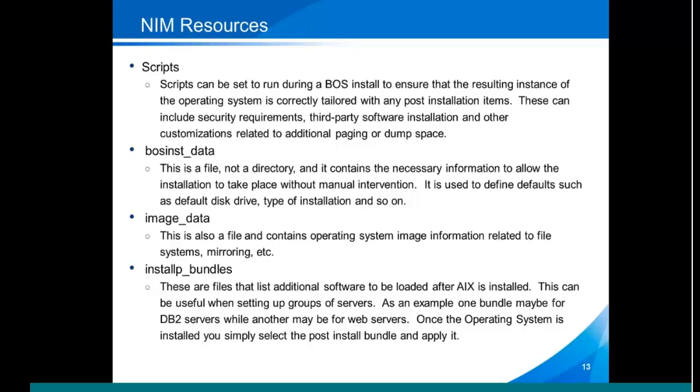Then we have the BOSINST data files and the image data files, and these have to do with some of the information about how mirroring is going to be done, some of the installation things like default disk drives and so on. And then I mentioned earlier that we can do bundles. So we could have a golden image, and then we could have a bundle that is a bunch of things that I want to install separately. So I can lay out my OS, then I can go back and apply different bundles to make sure that I get DB2 or web servers or whatever added later. The other way I can deal with that is to simply have a web golden image. So you've got a couple of different options.